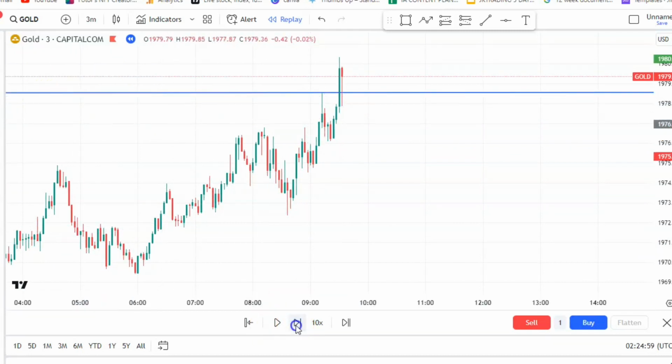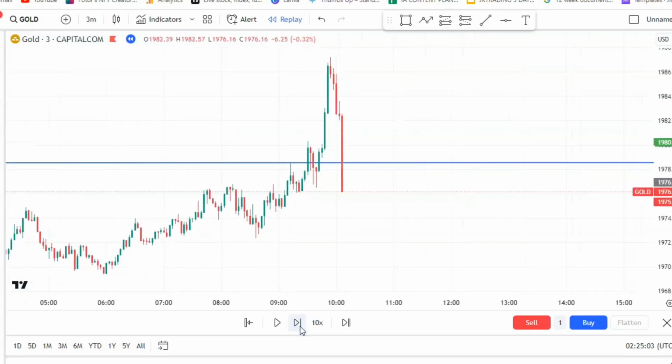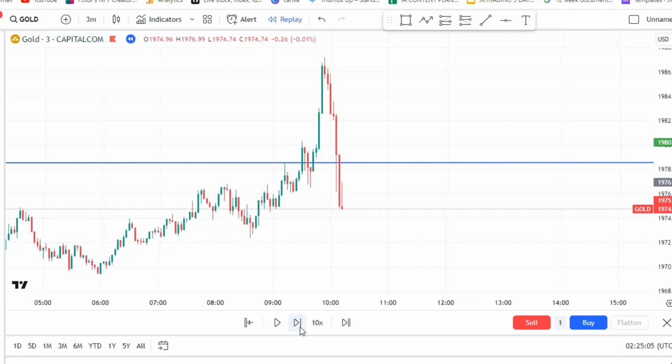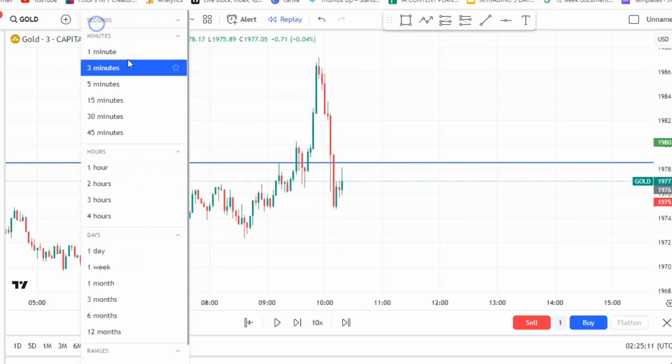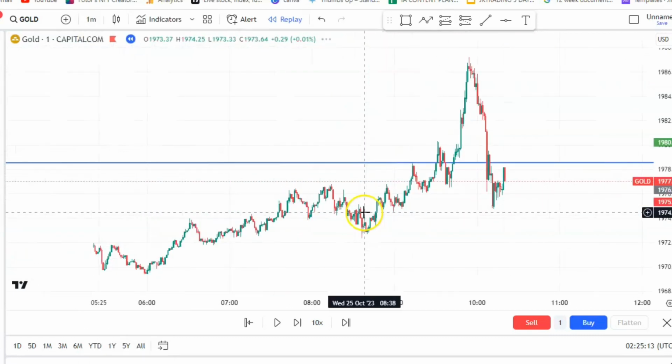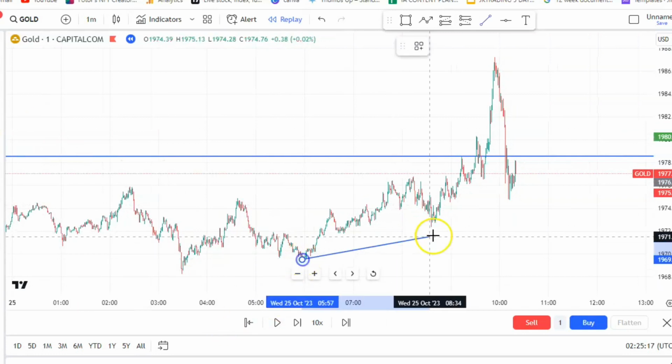So I want to see 3 pushes down. So we have 1 push down, price continues going up again. We have the second push down, and then this is the third push. I'm also looking at this trend line here.